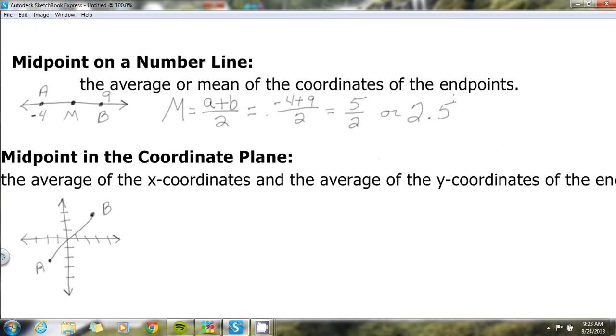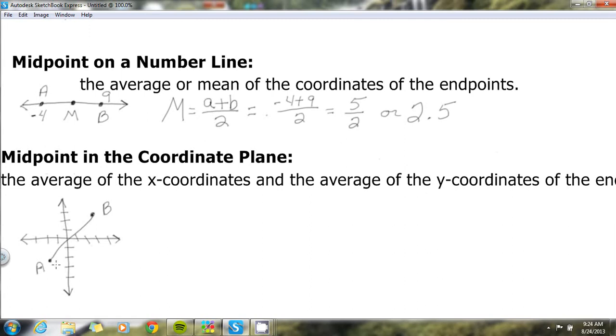Now, what if we're looking for the midpoint in the coordinate plane? We're still doing the same thing. The midpoint in the coordinate plane is still the average of the x coordinates and the average of the y coordinates of the endpoints. You can't see the word endpoints, but it's there, so make sure and put that in your notes.